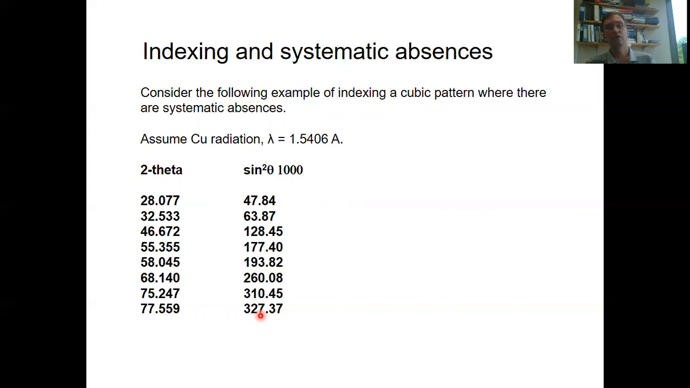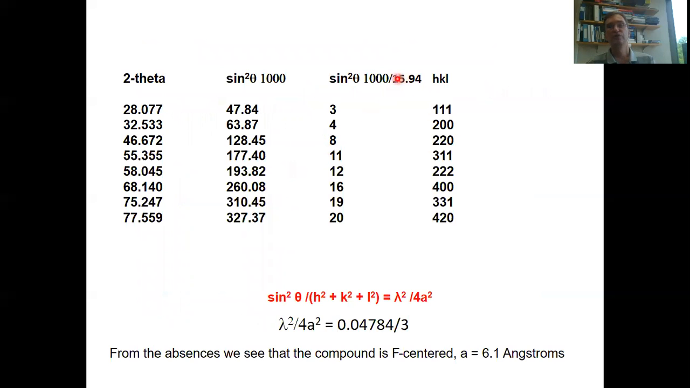Now we can go to the next lattice plane, the 1, 1, 1 lattice plane. So now 1 squared plus 1 squared plus 1 squared is equal to 3. So therefore our common factor would be 47.84 over 3. So what is that? That is 15.94. And when you use this factor, you will find that all of a sudden everything works.